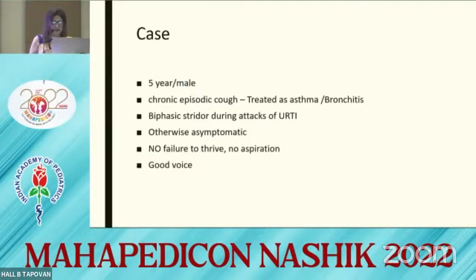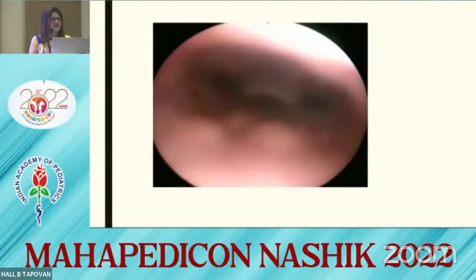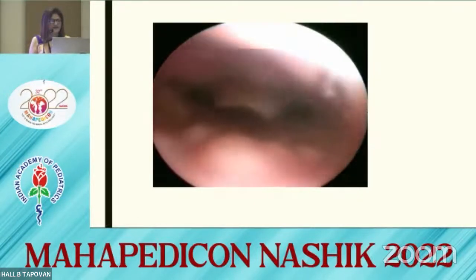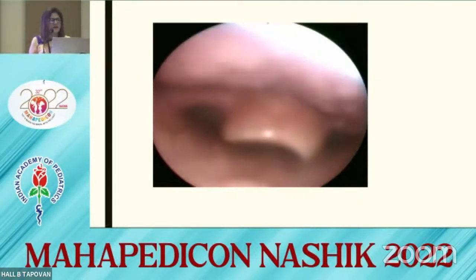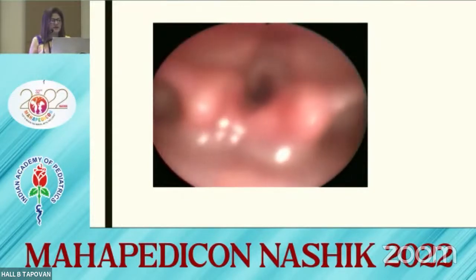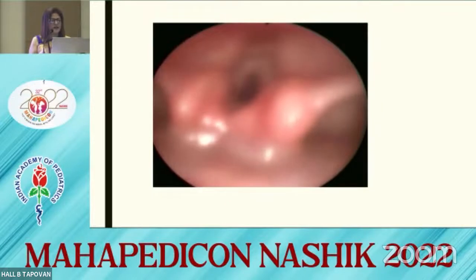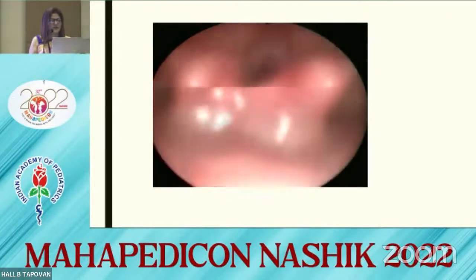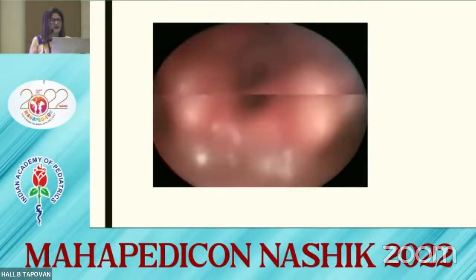So where is the stridor coming from? At the level of the cords. Cords are a little below that, okay? So this was the video of this child. Okay, so watch carefully. This is the epiglottis, okay? And now we have reached the level of the cords. Can you see? Sorry, it's a little blurred. Can you see the cords moving? You could see both the cords are moving completely, right?